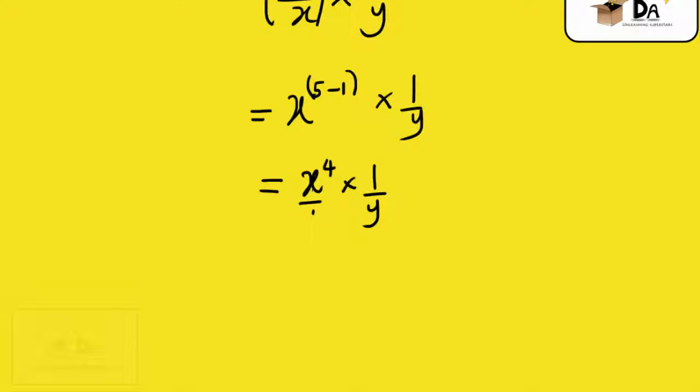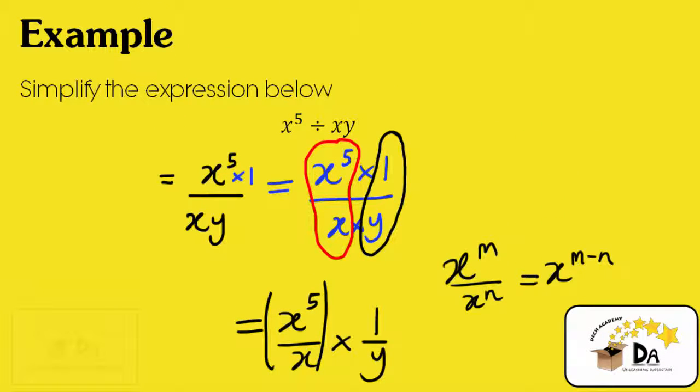And x to the 4 is the same thing as x to the 4 over 1, because a is the same thing as a over 1. Dividing a variable by 1 doesn't change the variable. So multiplying this out, we get x to the 4 times 1, which is x to the 4, and 1 times y, which is y. And that's the simplified version of the original expression.